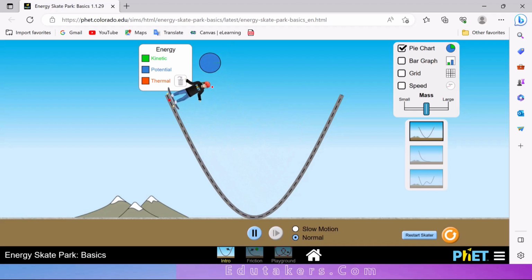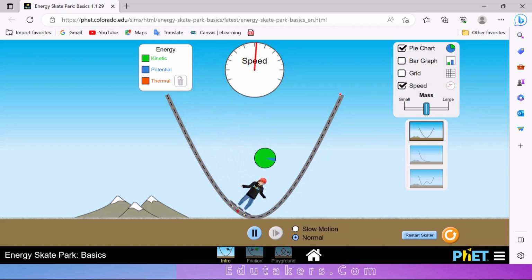Here the transfer of the energy takes place. Here on the side you can see the blue is showing the potential energy, the green is showing the kinetic energy, and the red is showing the thermal energy. Here when she moves, there is only the transfer of the energy from kinetic to potential and potential to kinetic. You can also check the speed. At the maximum height, her speed is 0. When she goes towards the ground, then the speed is maximum. You can check here as well the conversion of kinetic energy and potential energy.